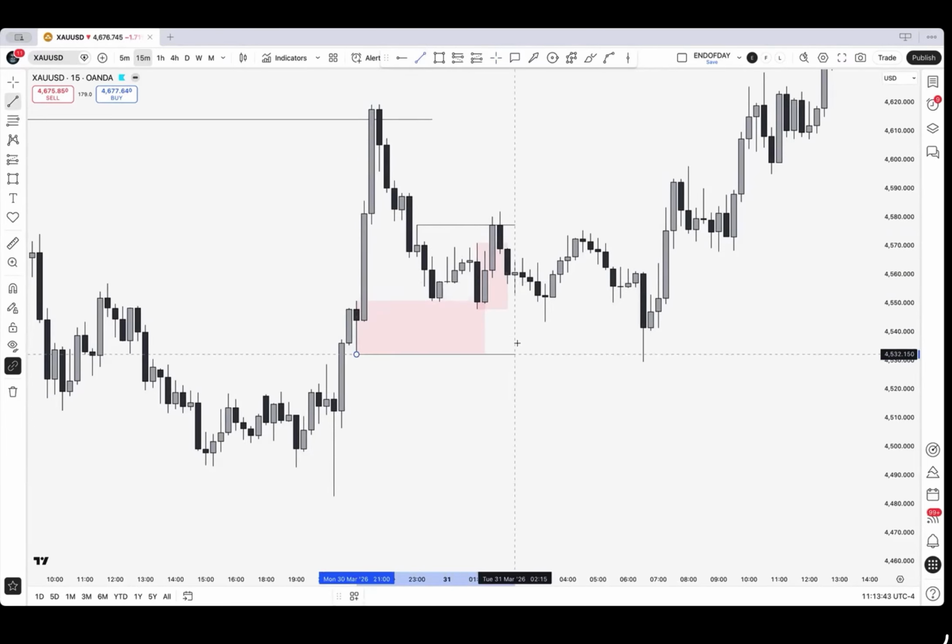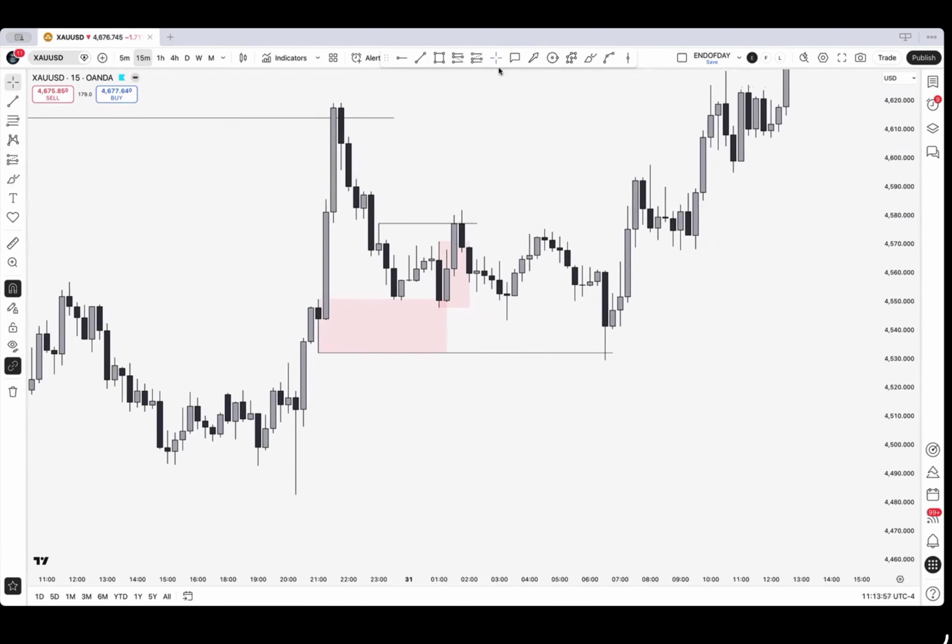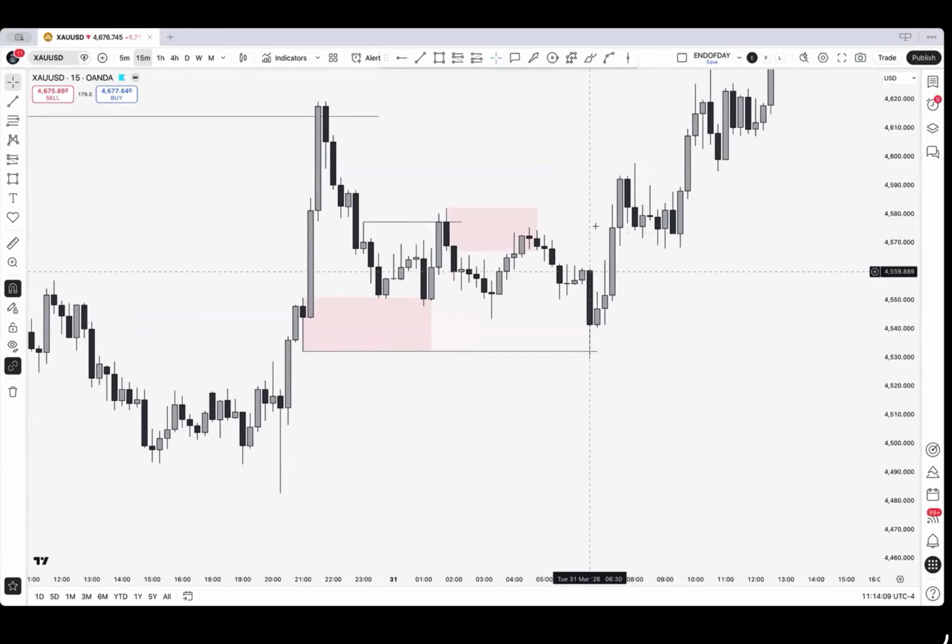So therefore, buyers get trapped, sellers get induced. So we do not want to be selling from these highs. We do not want to be selling from this high. We do not want to be selling from this high either. We built liquidity here by price respecting that area and moving away. So we could see this as a potential point that price could return back to. Price returns back to that area.